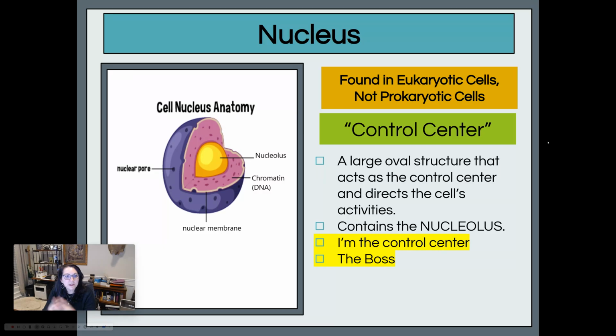And the nucleus is the control center. It holds the DNA and it keeps it safe. It's the boss. It also contains another structure that you won't have to know called the nucleolus, but it's in all the pictures. So the nucleolus is a little nucleus inside the big nucleus. So again, the nucleus is the control center and it holds the DNA. That's what's really important about it.